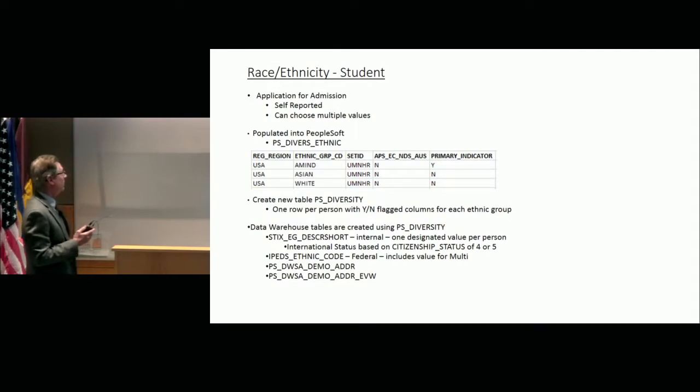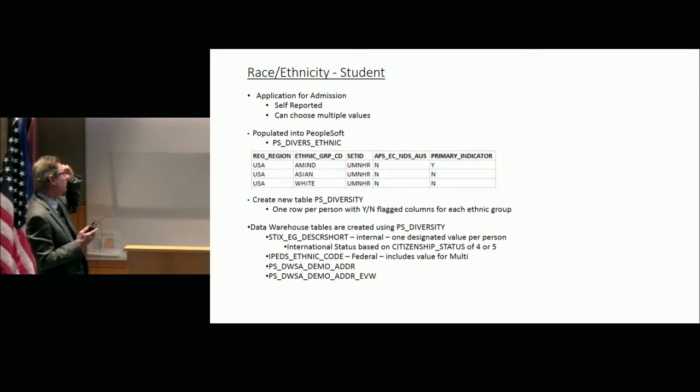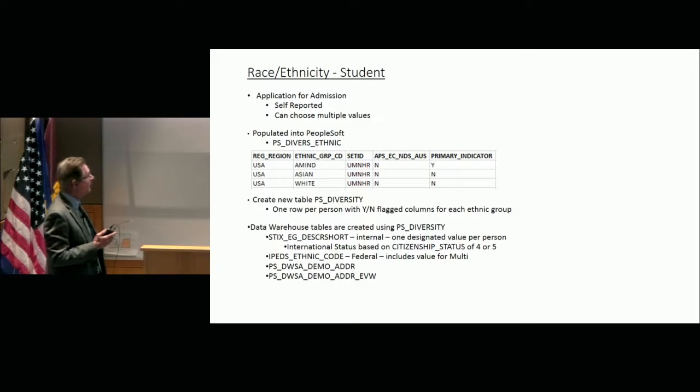So I'm going to show an example of the path of how race ethnicity gets into these tables. And I'm particularly talking about the student side. So for example, when a freshman applies for admission on the application, there's a question that has check boxes for pretty much all of the race ethnicity categories we collect. And you can check one or more of these. And there's a Hispanic Latino option in there also. So a student can report as many as they want. It's totally self-reported. Those are sort of electronically transmitted into a table called PS Diverse Ethnic.